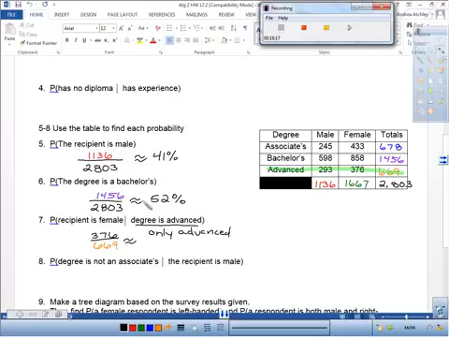Toby, what'd you get? Do we agree with that, class? Oh, good. Because we only care about the people with advanced degrees. Because that's the given. That line, yes. Okay, the degree is not an associate given the recipient is male. So again, we want to limit it to only the male people. So this is what we're looking at.